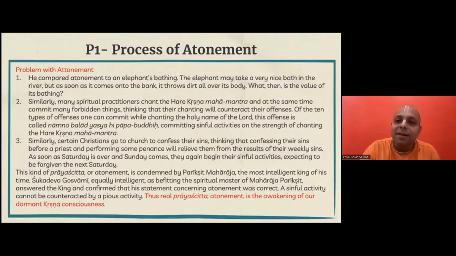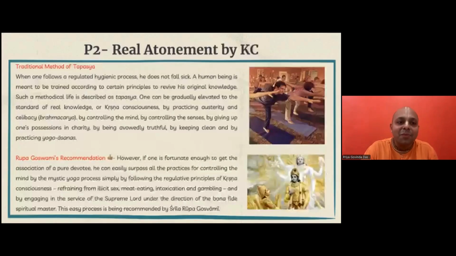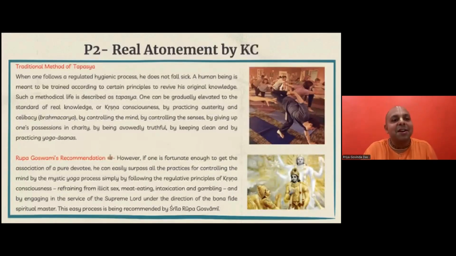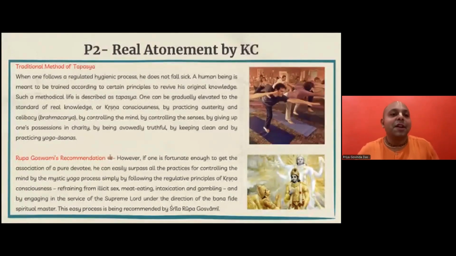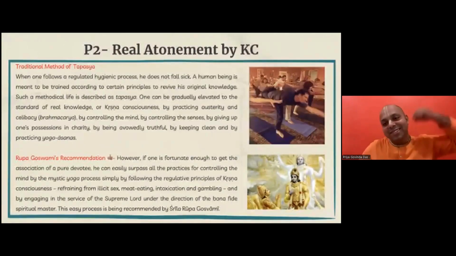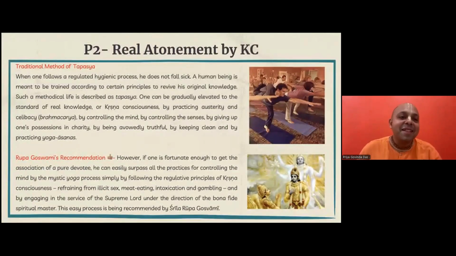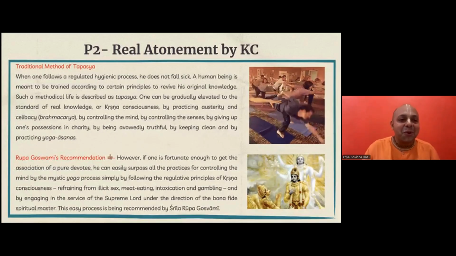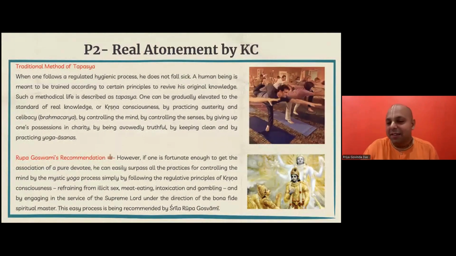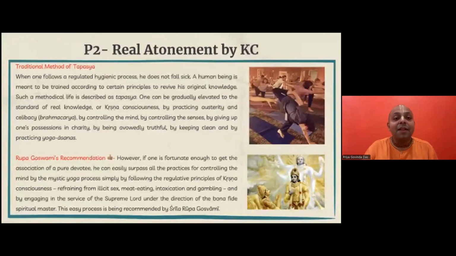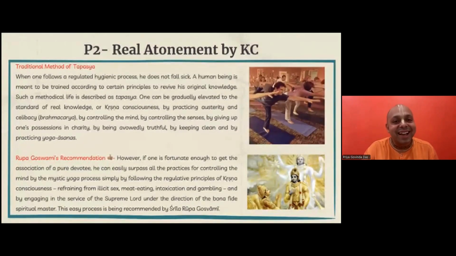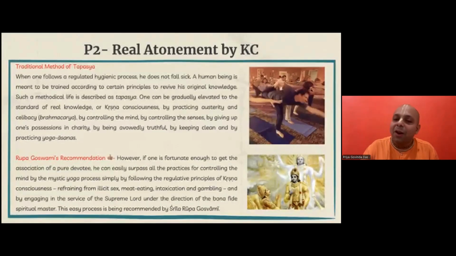Now, how to revive that Krishna consciousness? There are two methods that Prabhupada tells. First, the traditional method of tapasya. I will not read this, but you can see the photo or that GIF file. The traditional method of tapasya means doing some yoga asanas, controlling the mind by breathing practices, controlling the senses, giving charity, and all these things. They are very good, but Prabhupada says they cannot help us much because we will not be able to practice them for a long time.